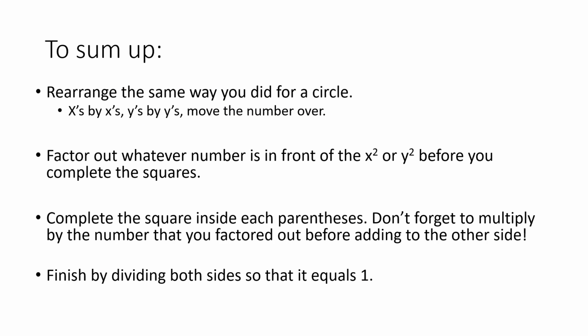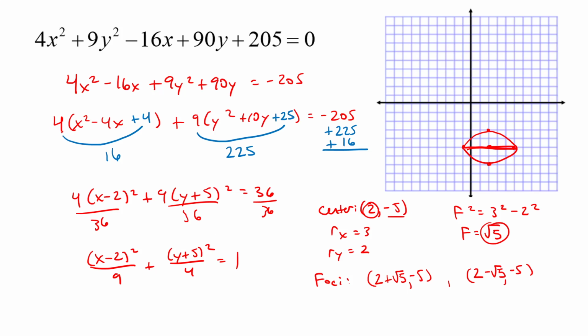Okay, so this is just summarizing the process. You want to rearrange the x's and y's like you did when you were doing circles. You need to pull out whatever's in front of the x squared or y squared, otherwise completing the squares doesn't work as nicely. You complete the square inside the parentheses, but you need to remember you've really distributed and you really got 4 times 4, right? You didn't add 4, you added 16. Same thing, you didn't really add 25, you added 9 times 25.